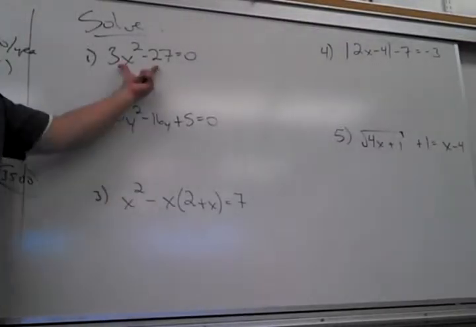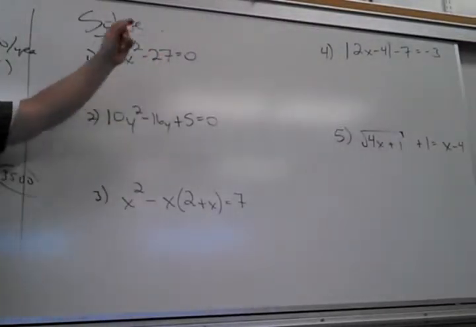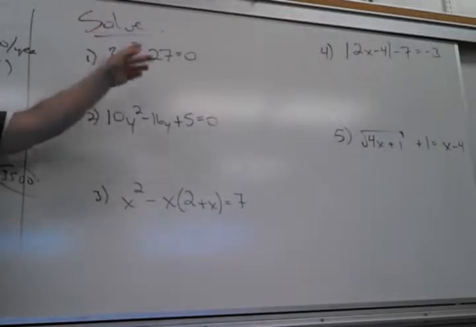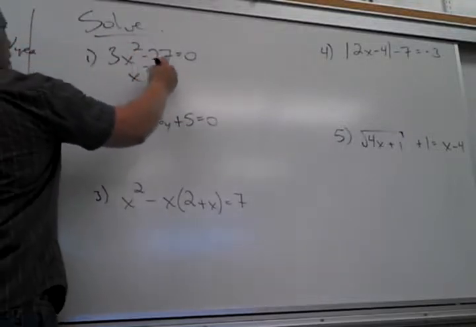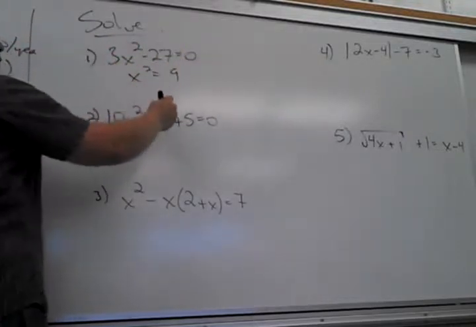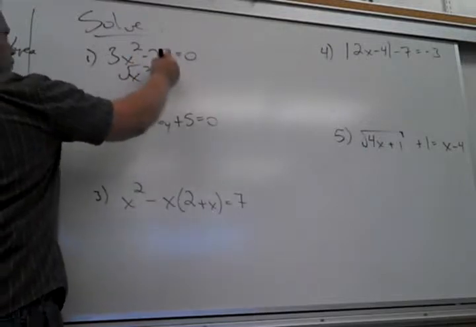Alright. There are several ways to do this first one. You can solve for the x squared and then take a square root. You just got to remember to put plus or minus. I love it. So if you solve for the x squared, add 27, divide by 3, take a square root, plus or minus.